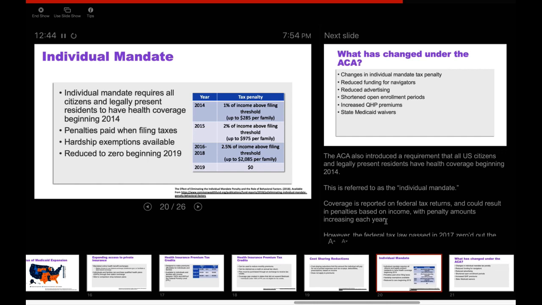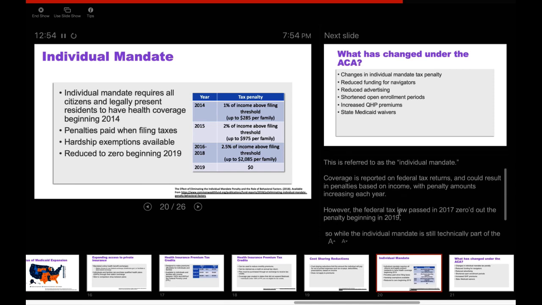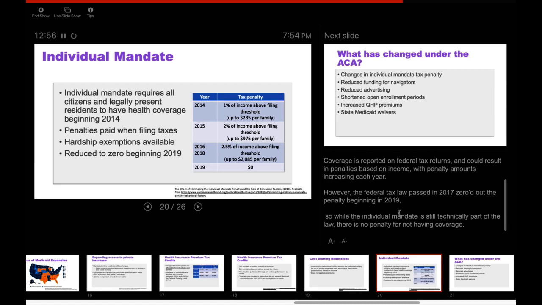The ACA also introduced a requirement that all U.S. citizens and legally present residents have health coverage beginning in 2014. This is referred to as the individual mandate. Coverage is reported on federal tax returns and could result in penalties based on income, with penalty amounts increasing each year. However, the federal tax law passed in 2017 zeroed out the penalty, effective in 2019. So, while the individual mandate is still technically part of the law, there is no penalty for not having coverage.